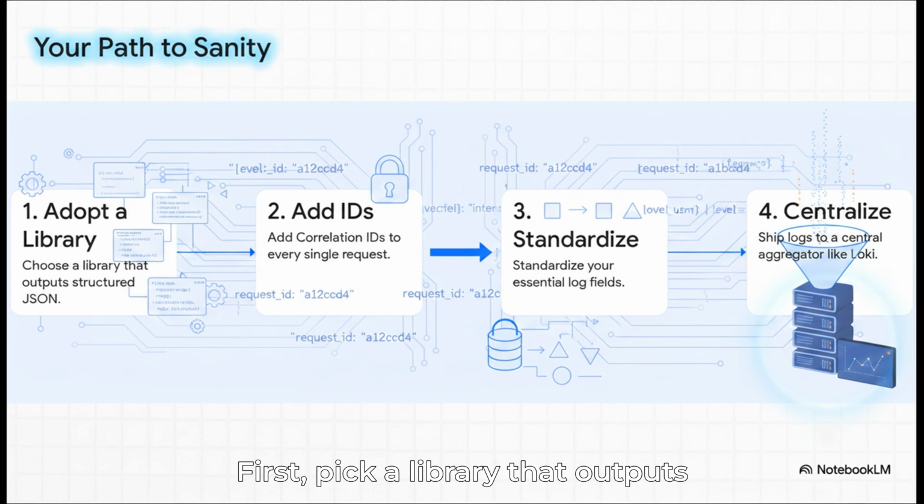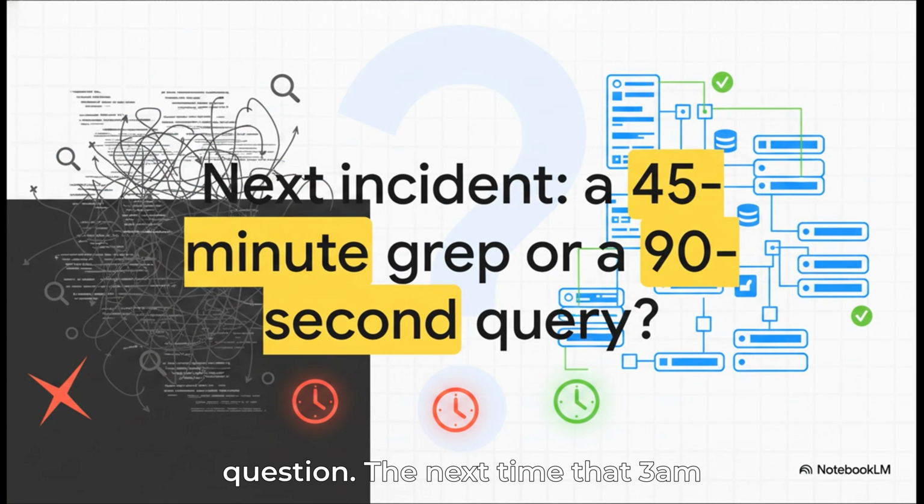First, pick a library that outputs JSON. Second, add those correlation IDs to every single request. Third, standardize on your essential fields. And finally, ship everything to a central system where you can actually query it. So, I'll just leave you with this question. The next time that 3 a.m. alert fires, what's your reality going to be? A frantic 45-minute treasure hunt through a bunch of text files, or a calm, focused 90-second query that gets you straight to the answer? The choice is yours.